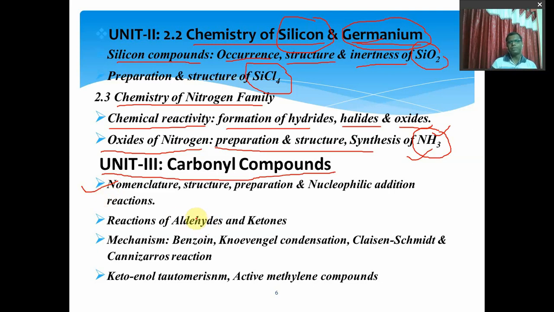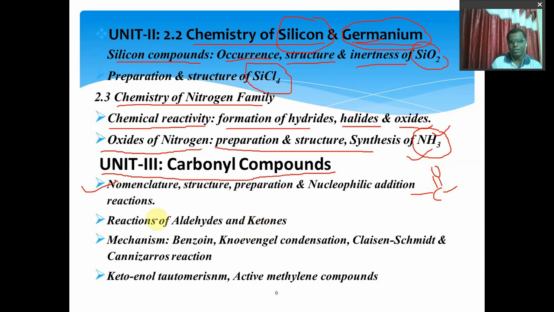It may be an aldehyde, a ketone, a carboxylic acid, an ester, whatever it may be, but these compounds contain the carbonyl group. Carbonyl means C double bond O. This is the basic concept from the 11th and 12th. The compounds containing this C double bond O group are called carbonyl compounds.